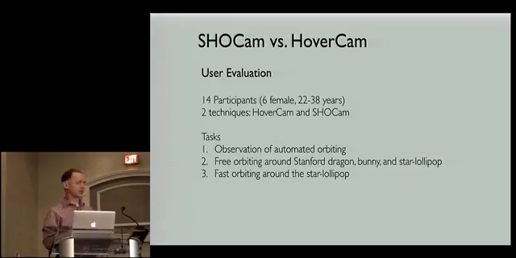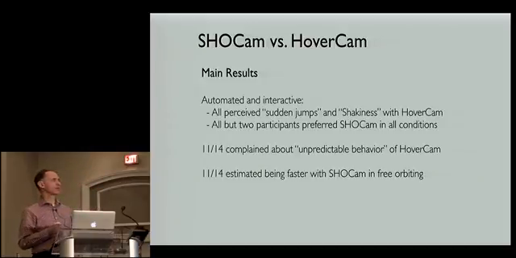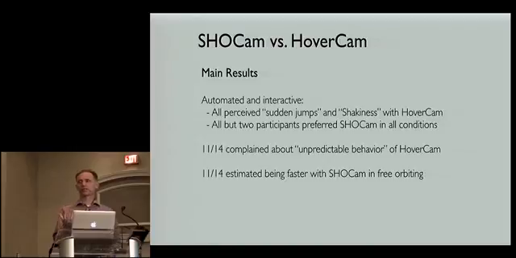We evaluated this in a user study with 14 participants, HoverCam versus SHOCam, and had a couple of tasks where we first had them just observe the method orbiting on its own, and then several free orbiting sessions. All people noticed, and actually without prompting, complained about the sudden jumps and jerkiness of HoverCam, and all but 2 preferred SHOCam in all conditions. It was interesting because we also got comments about the unpredictable behavior of HoverCam, which is exactly towards the point that SHOCam has a better interaction mapping.